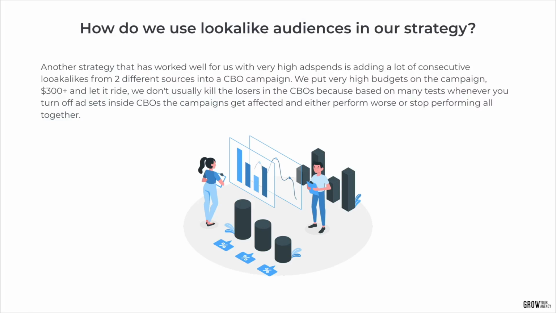Another strategy that's worked well for us with very high ad spends is adding a lot of consecutive lookalikes from 2 different sources into a CBO campaign. What we do here is put very high budgets on the campaign, let's say for example $300, and let it ride. We don't usually kill the losers in the CBOs because, based on many tests, whenever you turn off ad sets inside CBOs, the campaigns get affected and either perform worse or just stop performing altogether.